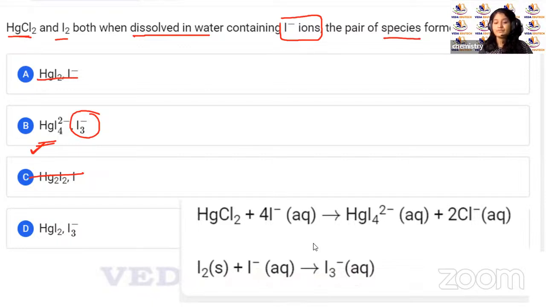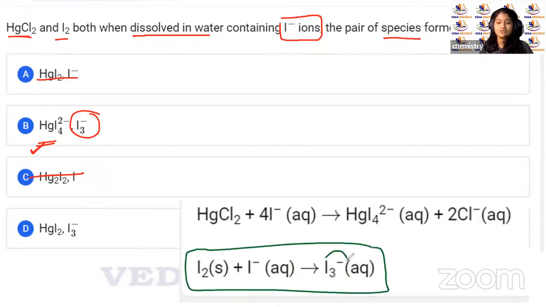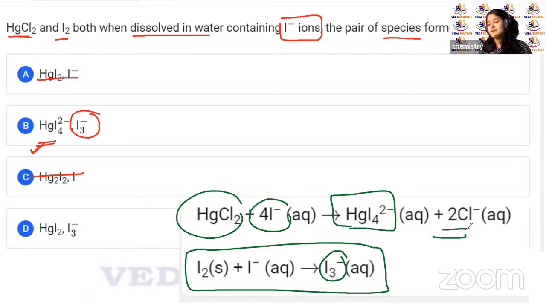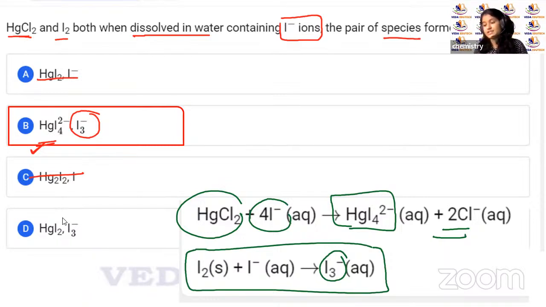How? We saw that whenever there is I2, it reacts with I minus, so this is going to give you I3 minus. And HgCl2, when it reacts with I minus, gives you HgI4 2 minus. It's a basic reaction, right? So which is going to be your correct answer? B is going to be your correct answer. Yes, children? Okay.